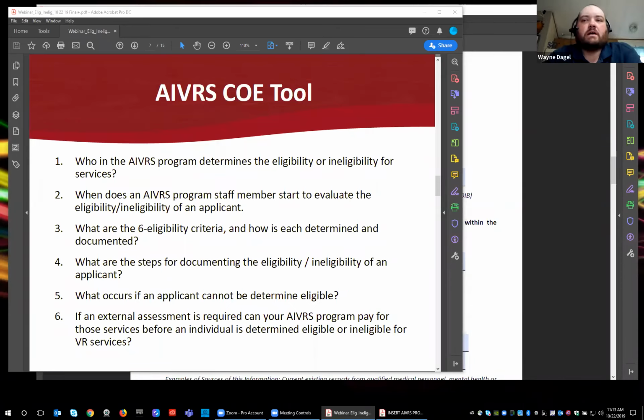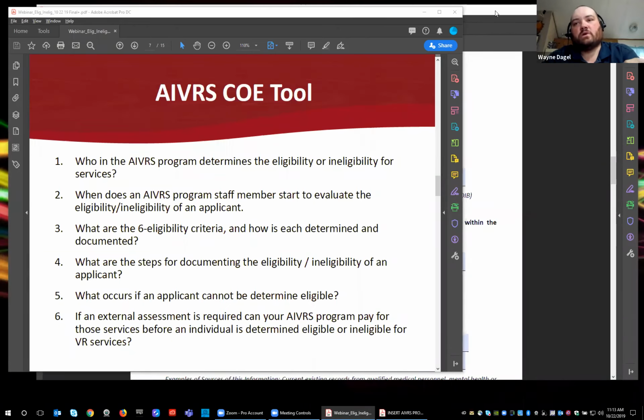So in that case, that kind of falls under number 6 of the questions that we asked. If an external assessment is required, can your AIVRS program pay for those services before an individual is determined eligible or ineligible for VR services? The quick answer to that question is yes. Under assessment, you can pay for an assessment or an evaluation to be completed to determine eligibility for that individual.